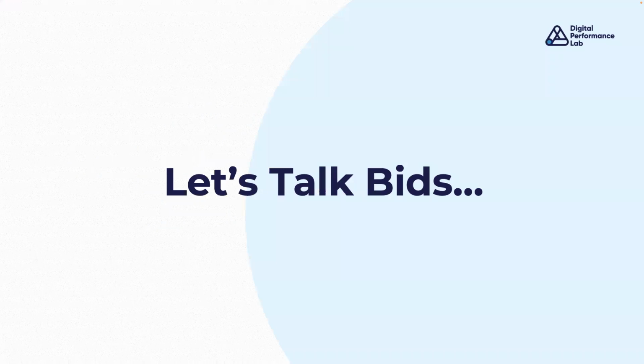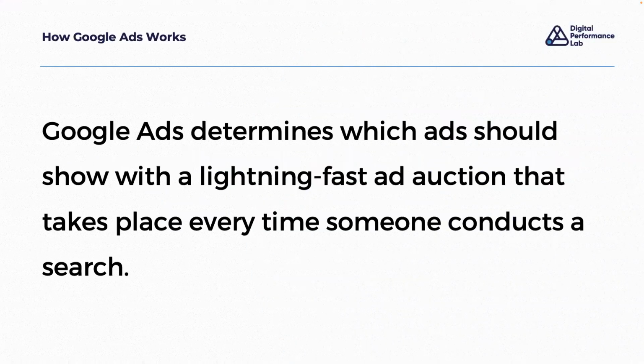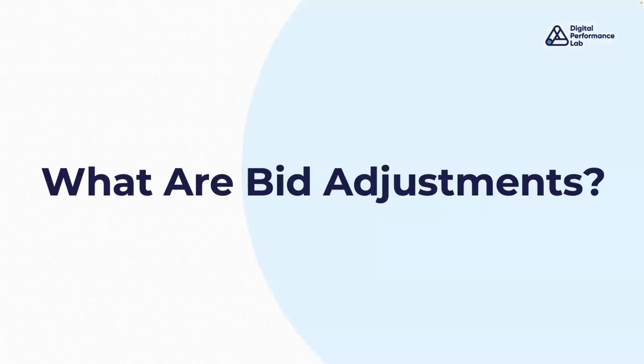Firstly, let's go through a quick overview of what a bid is within Google Ads. Google Ads functions like an auction, with your bid, aka how much you're willing to pay, being a key factor that determines whether or not your ad will show. Other factors include the quality of your ads and the context of the search. To maximize the performance of your campaigns, you can add bid adjustments.